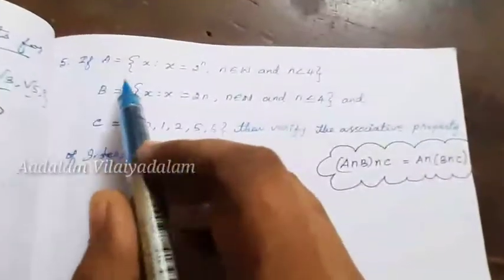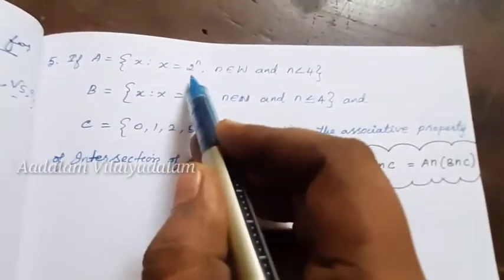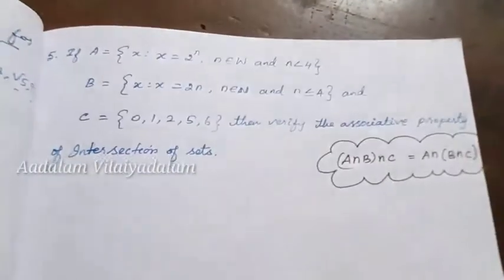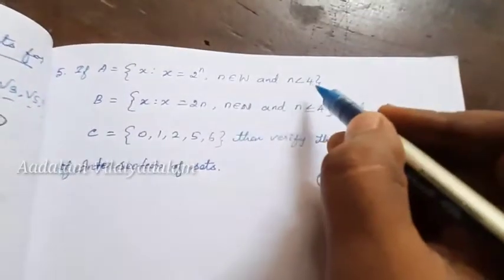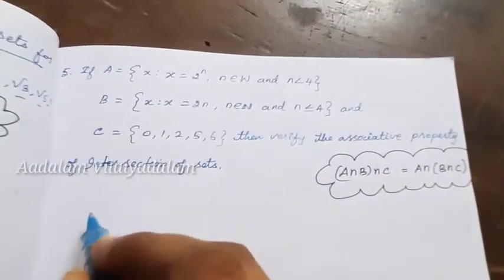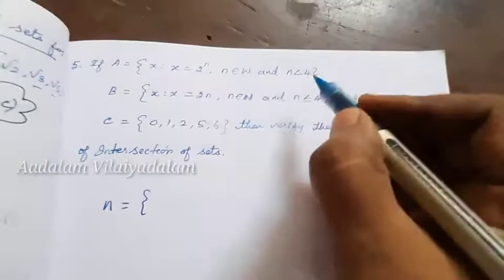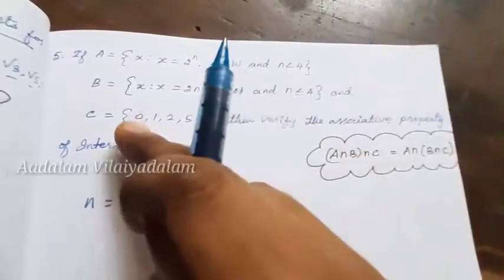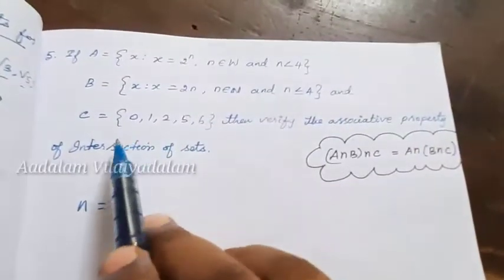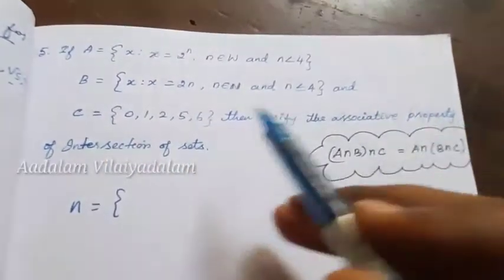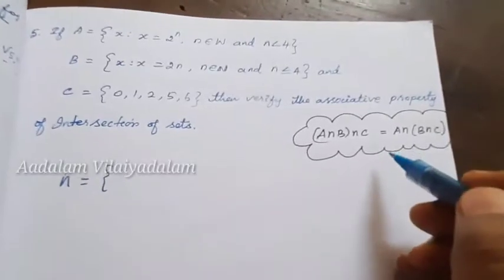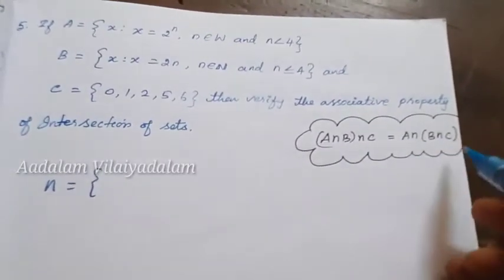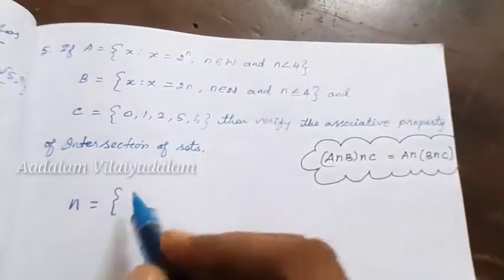Fifth question: if A equals {x such that x equals 2 power n, n belongs to W and n less than 4}, and B equals, they have given some set builder form, and write this set C, then verify the associative property of intersection of sets. So we know the formula: (A intersection B) intersection C equals A intersection (B intersection C). We need to find the n values.